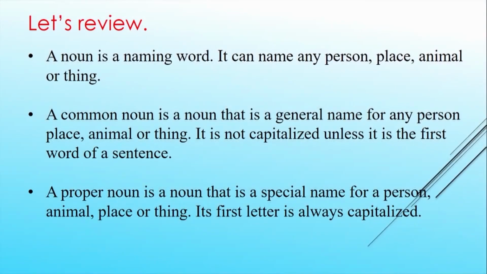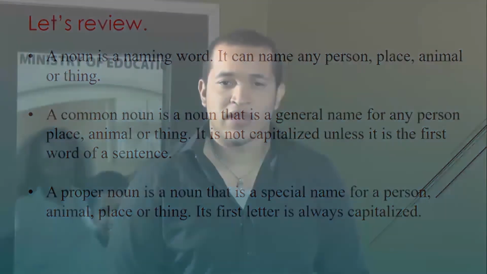So we have proper nouns being specific names of a person, place, animal, or thing. So that's where the James and the Rex, the dog, and the Bonbon, right? That's where those kinds of things come in. And that's what you have to keep in mind.